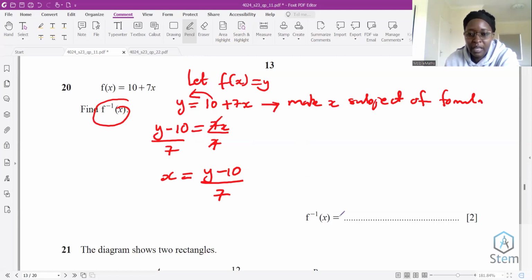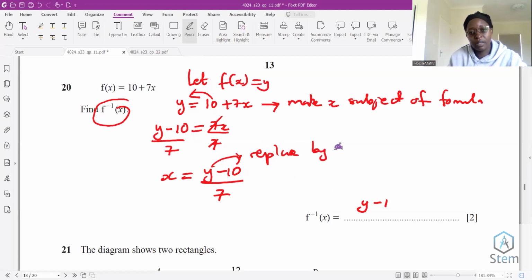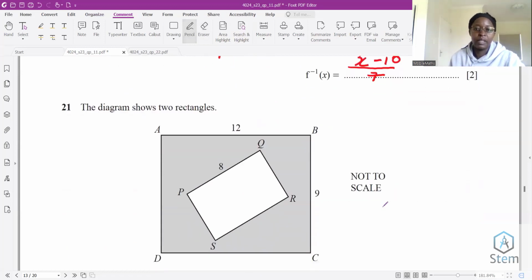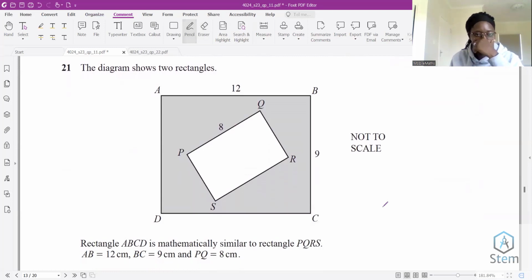So we can say f inverse of x is going to be equal to y minus, instead of writing y now, you now put an x. So here you replace this by x. So we now have x minus 10 over 7. That's our inverse. We are done. Let's move on, number 21.